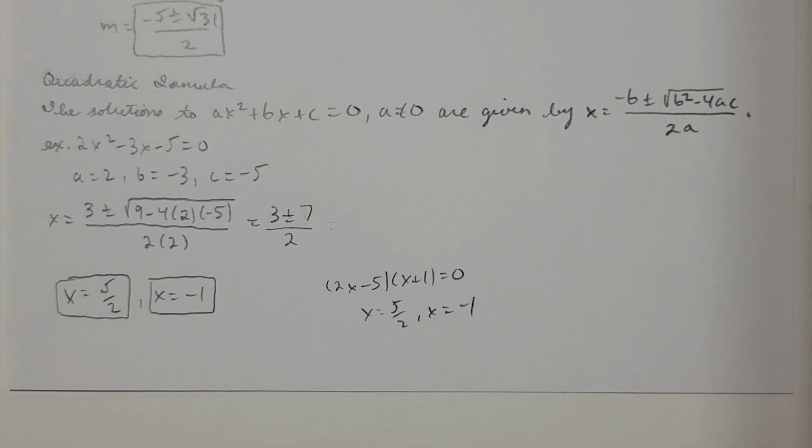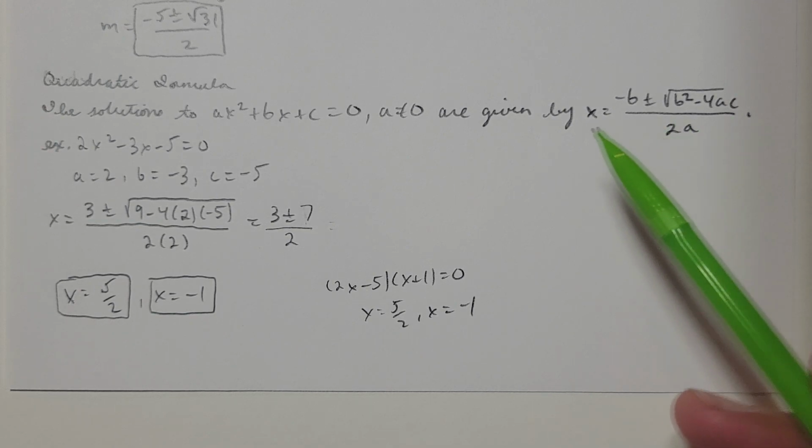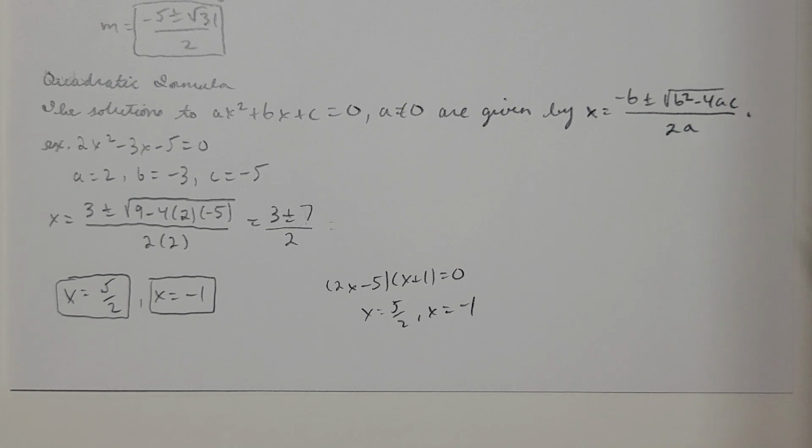Here's what the quadratic formula is all about. It says the solutions to a quadratic equation, ax squared plus bx plus c equals 0, a is not 0, are given by the formula x equals the opposite of b plus or minus the square root of b squared minus 4ac all over 2a. Memorize that. That formula is going to come up so often, it's just worth knowing. Okay? You're going to see that formula a lot.